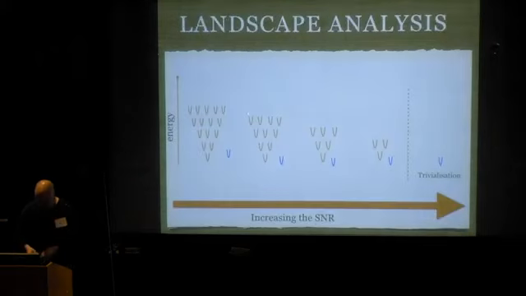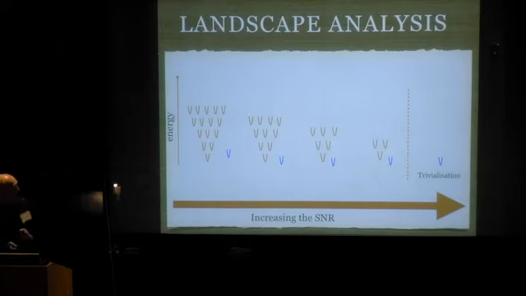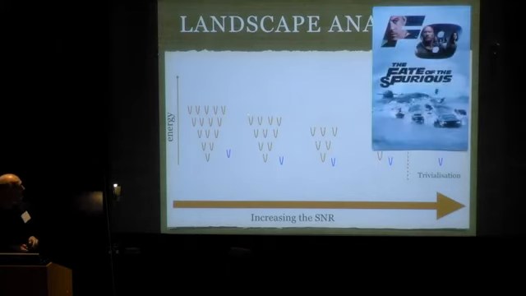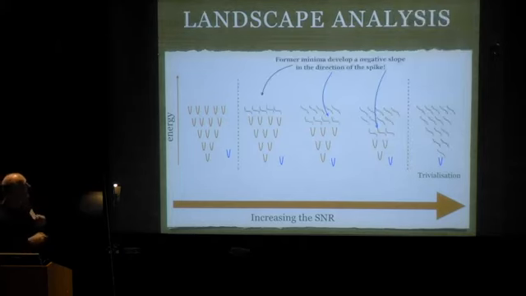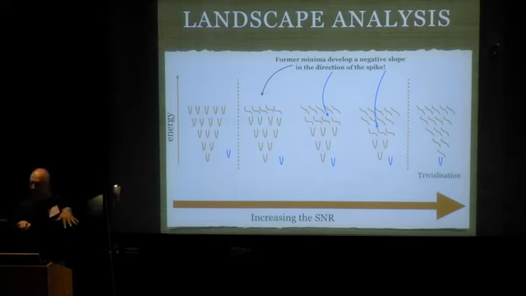So we came back to the landscape analysis, and it turns out that the trick, if you want to understand this, and the whole talk is leading to this pun, okay, is you have to care about the fate of the spurious. Great movie. The point is, here I'm just showing you the minima. But those did not disappear. What really happens is this. These minima, when I increase the SNR, will turn into saddles. So they start to develop one negative direction at some point in the direction of the spike.